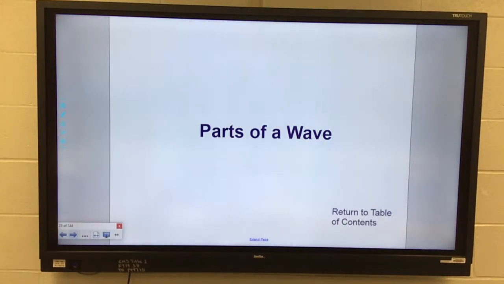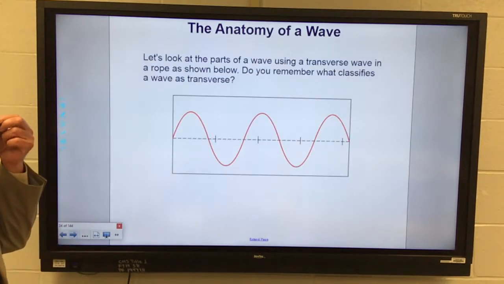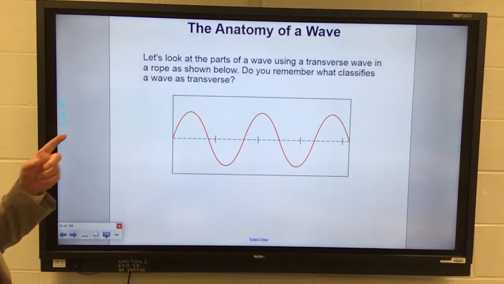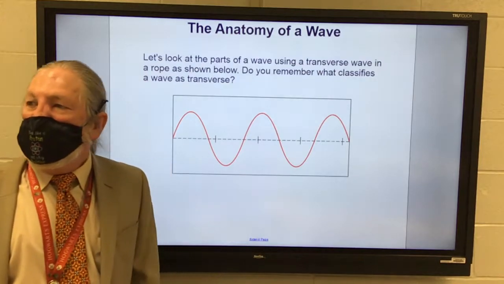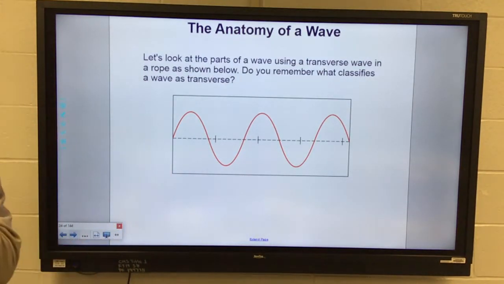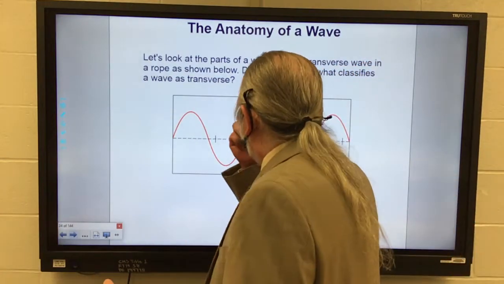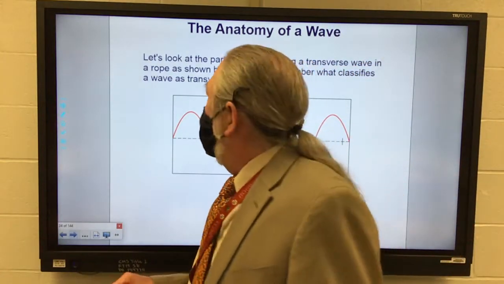Okay, so we're gonna talk about parts of a wave. Let's look at the anatomy of a wave. Anybody know what anatomy means? You ever heard that term before? Anatomy of a wave? The basics. The basics, what a wave's made of, good. Anybody else? Okay, so anatomy of a wave is what makes up a wave. What's it made up of, right?